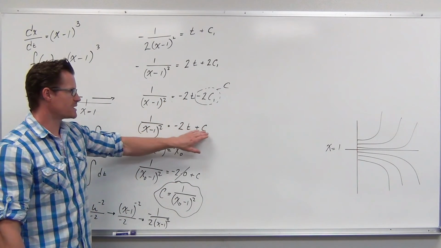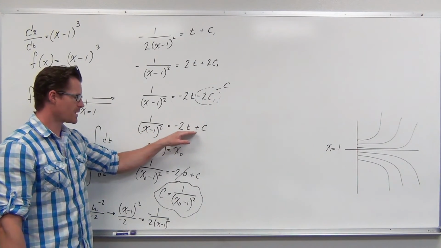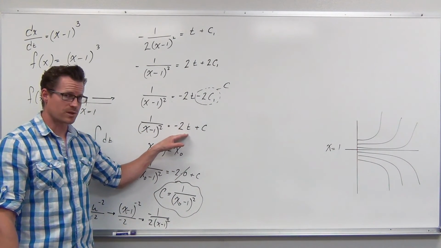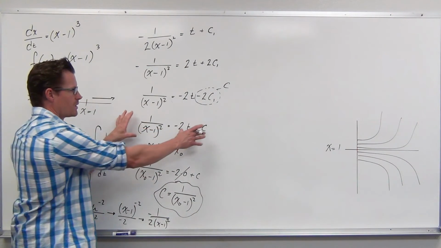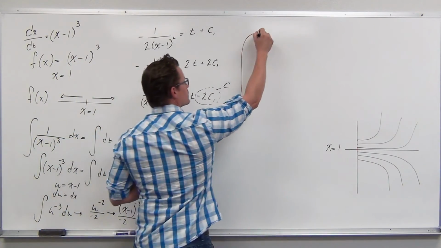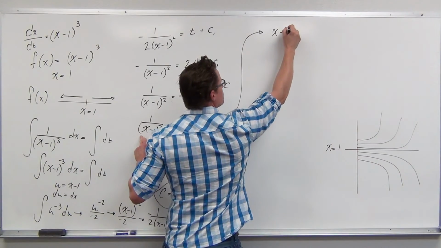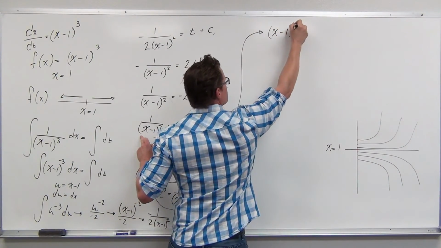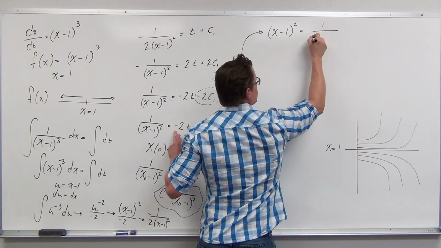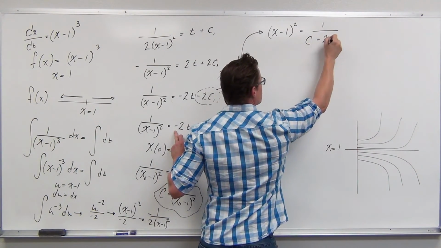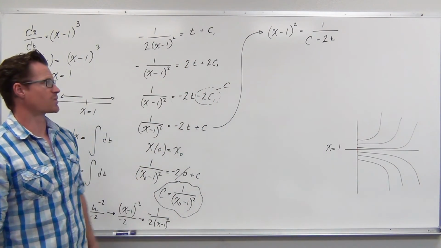So since I've based my arbitrary constant, finding that initial value, from this particular formula, I'm going to use this particular formula to solve for x. What that means is we have something very similar to what we've done. We're going to reciprocate both sides. So here we have this x minus 1 squared would equal 1 over c minus 2t. So I've switched this around. We reciprocated both sides.